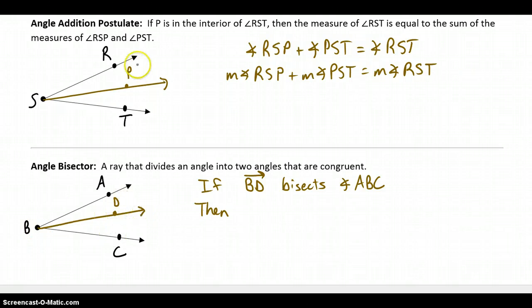And I end up with a picture that looks a lot like the angle addition postulate, but in this case, BD is a very specific ray. It's a ray that bisects angle ABC. So I don't just have any 2 angles, I have 2 angles that are congruent to each other. So angle ABD is congruent to angle DBC. If 2 angles are congruent to each other, then their measures are equal to each other.